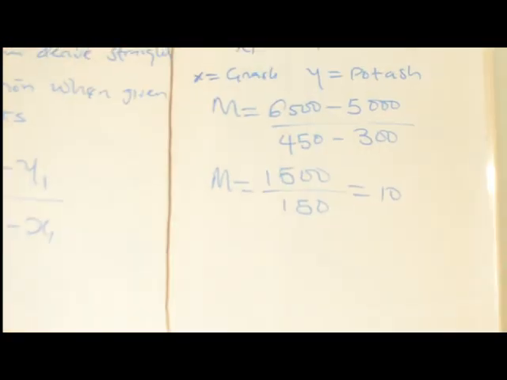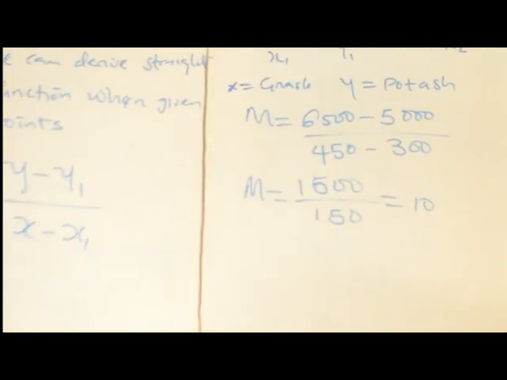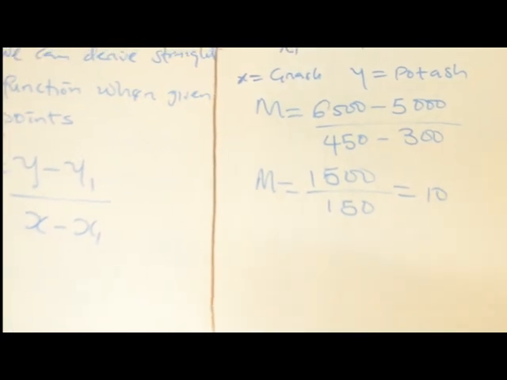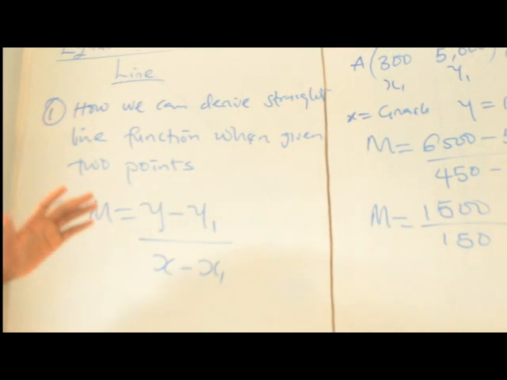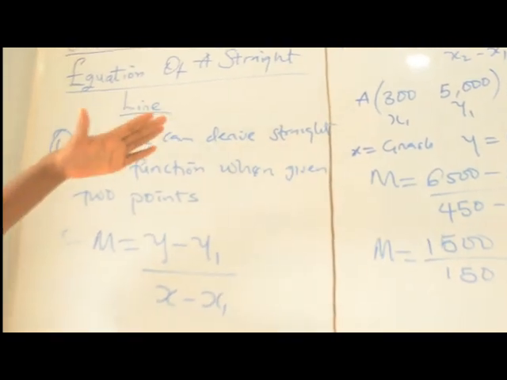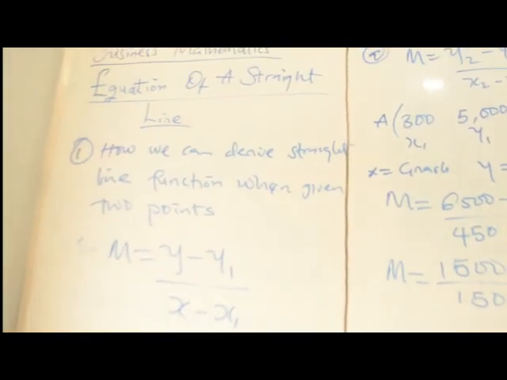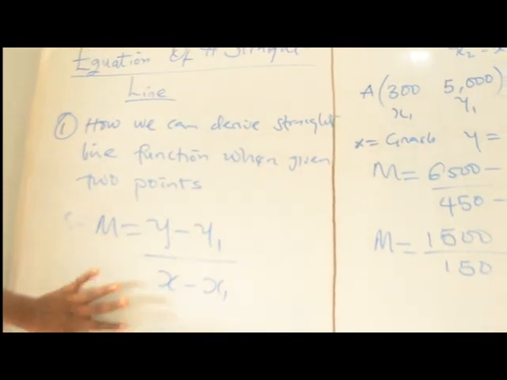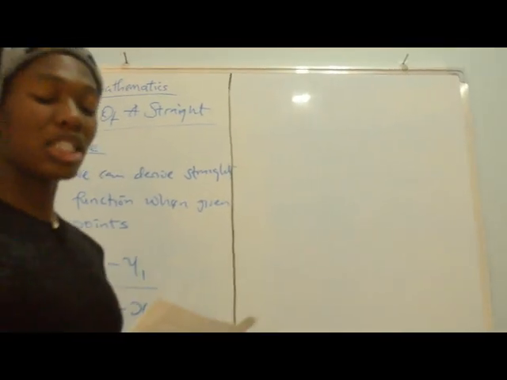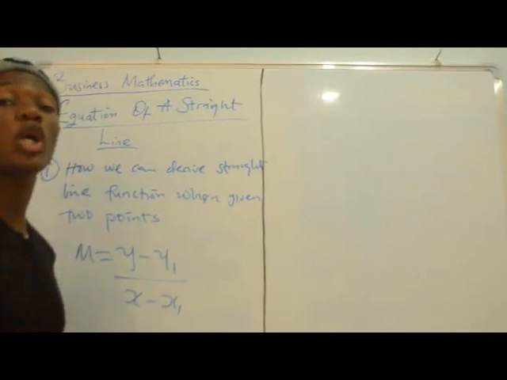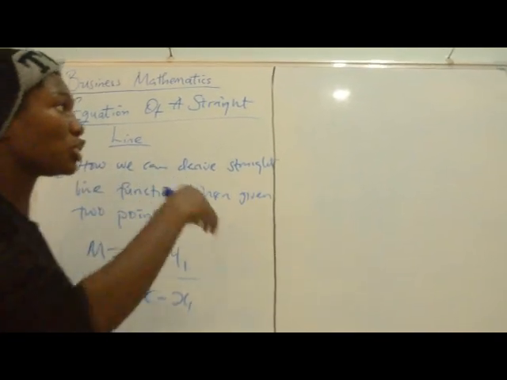This is the first part, for our gradient. Now the second part asks us to determine the equation of the line, which is our real topic for today. That's what we are dealing with today: how we can determine the equation of the line. So we are going to continue from that. We're using this formula to determine that equation, the straight line function or the equation of the line.